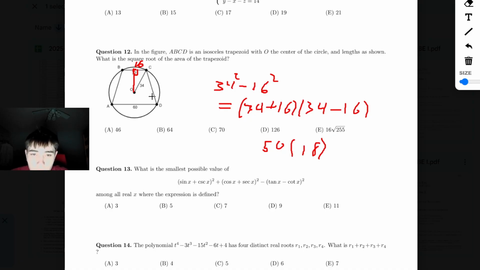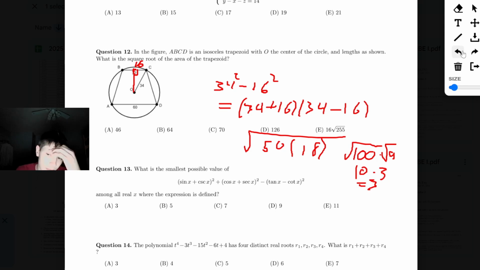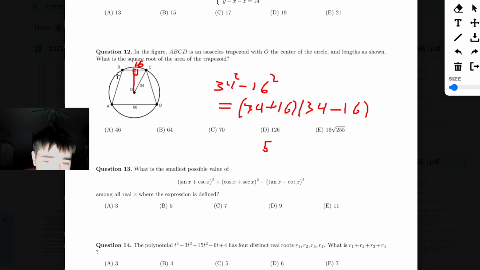So that would give us, well, actually, we're just trying to find the square root of this. And if you notice, we can take a 2 from the 18 and give it to the 50 to make, instead of 50 and 18, that's the same as 100 times 9. So the square root of 100 times 9 is the square root of 100 times the square root of 9, which is 10 times 3, which is 30. Okay? So we know that this length right here is 30.